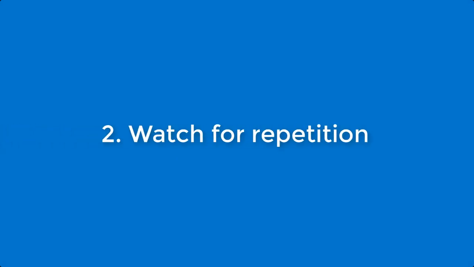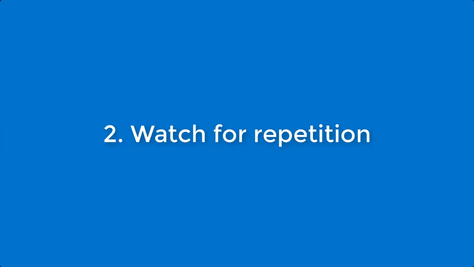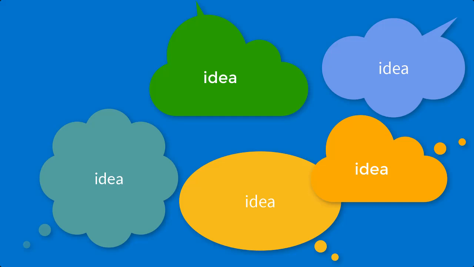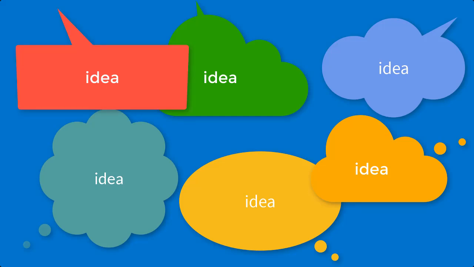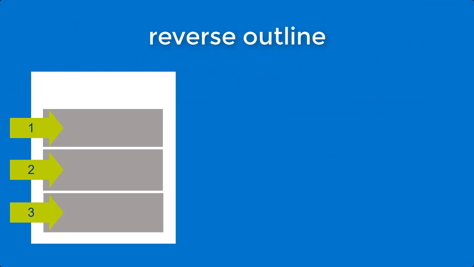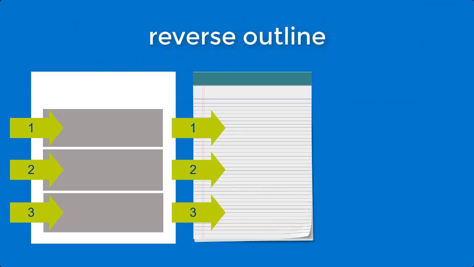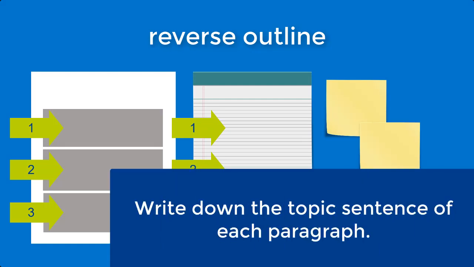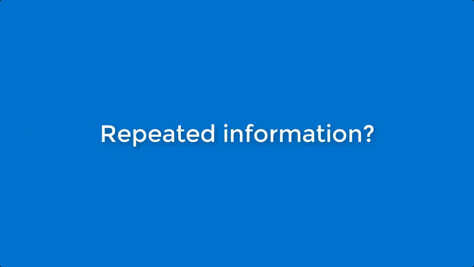2. Watch for repetition. Take a look at your project and identify where you might have repeated yourself. This happens a lot. We're trying to explain something thoroughly, and we end up writing the same thing more than once, but just in different ways. One way to look at this is by doing a reverse outline. Number your paragraphs, and then number either a sheet of paper, or take Post-its or scratch paper and write down the topic sentence of each of your paragraphs. See any repeated information? See if you can consolidate those paragraphs, or maybe cut one altogether.